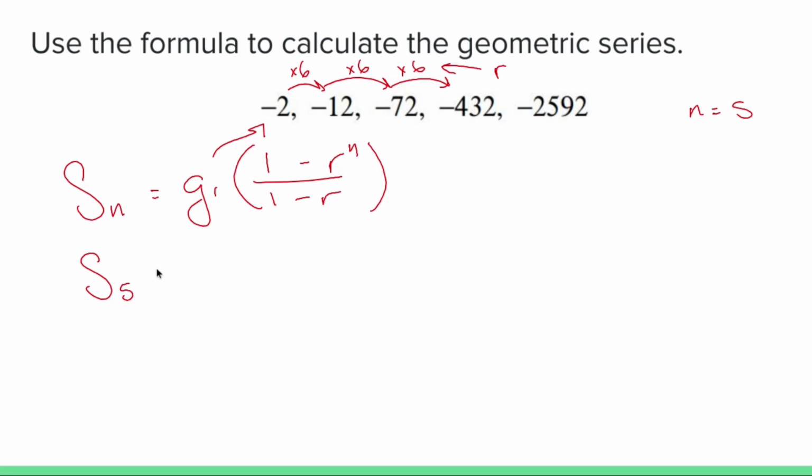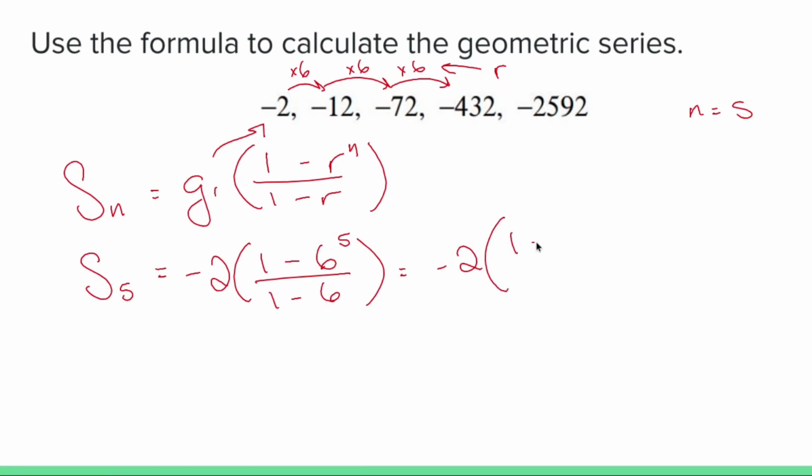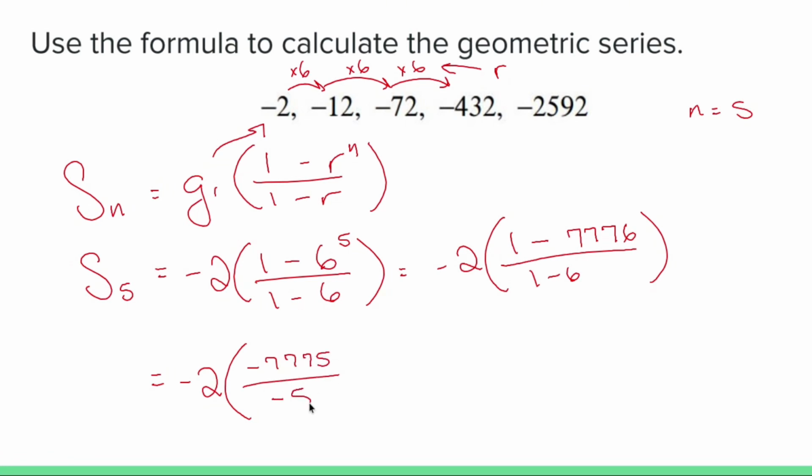Now it's a matter of us plugging stuff in. The first 5 terms of this series is going to be negative 2 times 1 minus r, which is 6, to the n, which is 5, over 1 minus regular 6. Okay, so negative 2 times 1 minus 7,776, which is 6 to the 5th power, believe it or not, and that's going to be over 1 minus 6 still. Okay, so negative 2 times 1 minus 7776 is going to be negative 7775. And then you're going to be over negative 5.